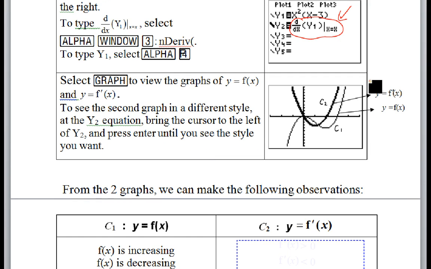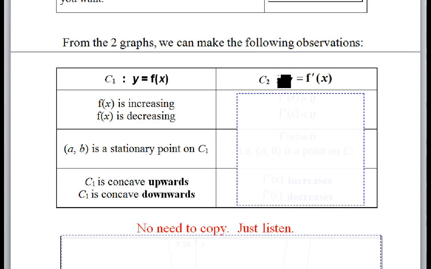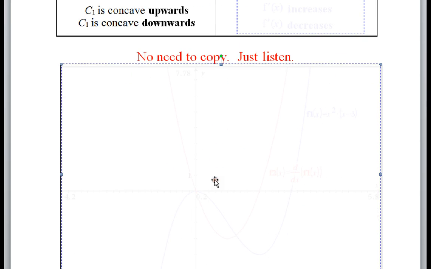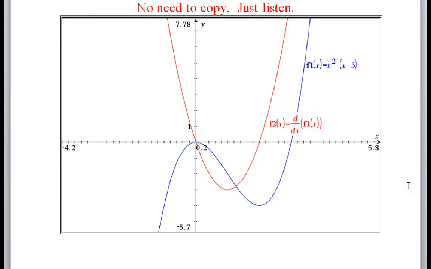What we can do is make some observations about the relationship between f x and f prime x. Now, is it obvious to all of us? No need to copy the graph. This is a nicer, high-res version of what you see on your GC. Let me orientate all of us. The blue is the original graph. The red is the derived f prime x graph.